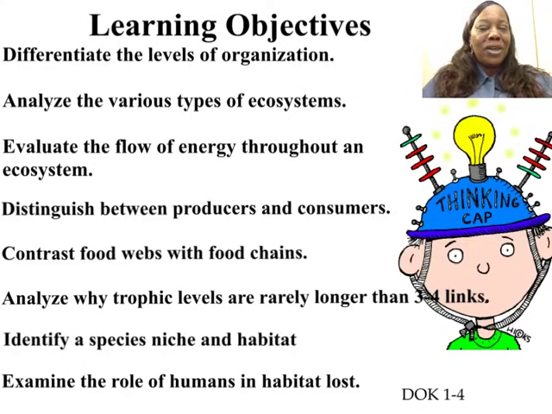Today's learning objectives will cover the differentiation of the levels of organization, analyzing the various types of ecosystems, evaluating the flow of energy throughout an ecosystem, distinguishing between producers and consumers, contrasting food webs as well as food chains, analyzing why trophic levels are rarely longer than 3 to 4 links, identifying a species' niche and habitat, and examining the role of humans in habitat loss.